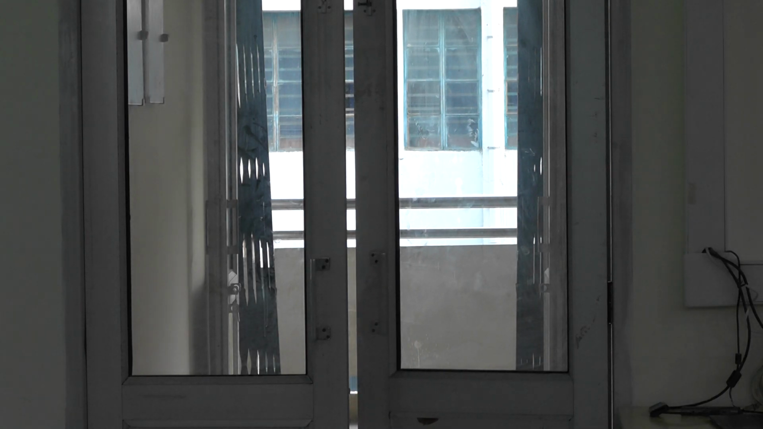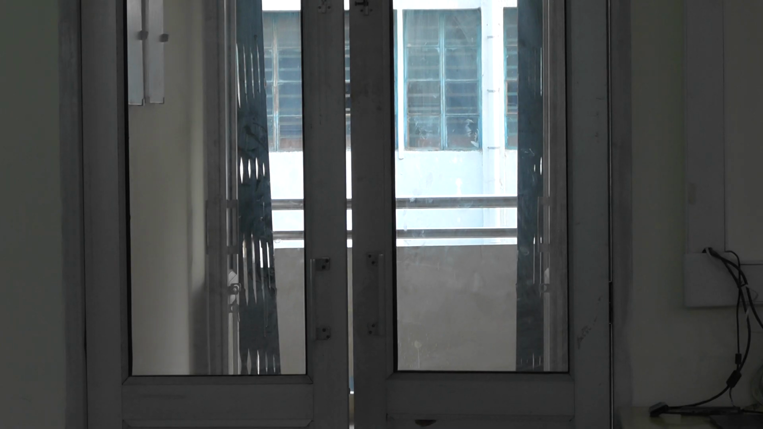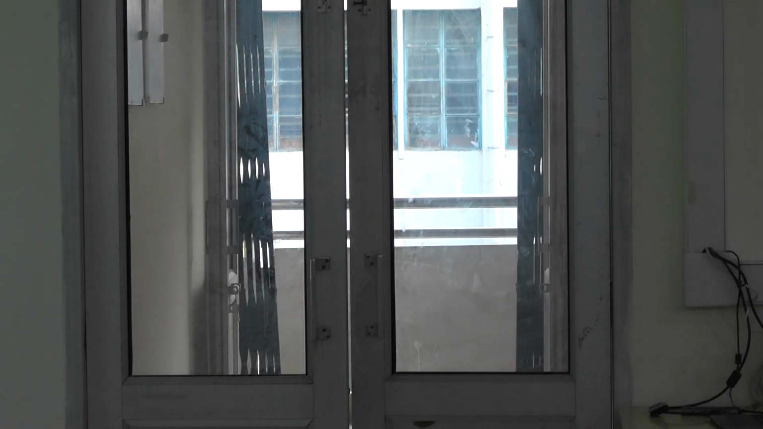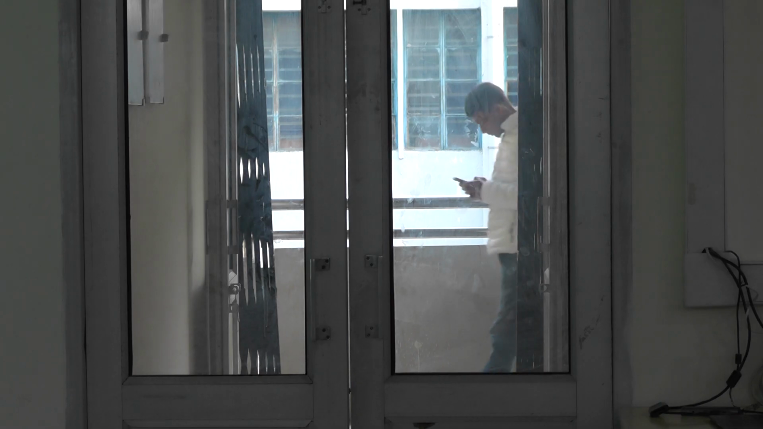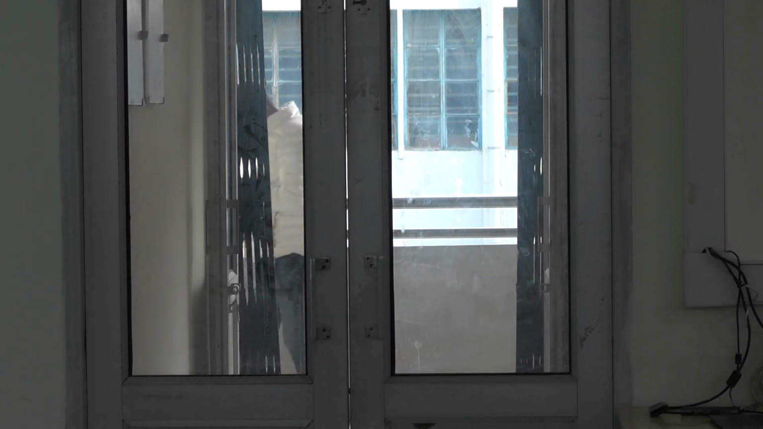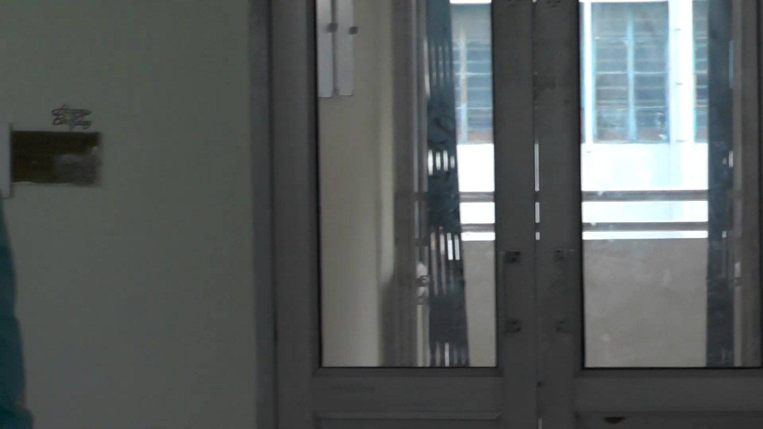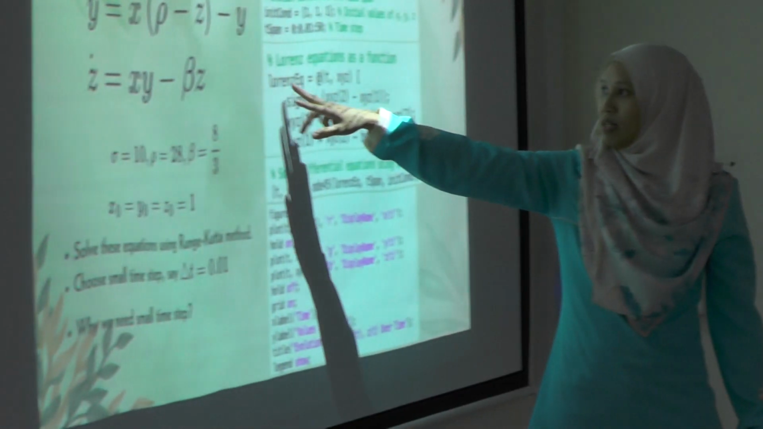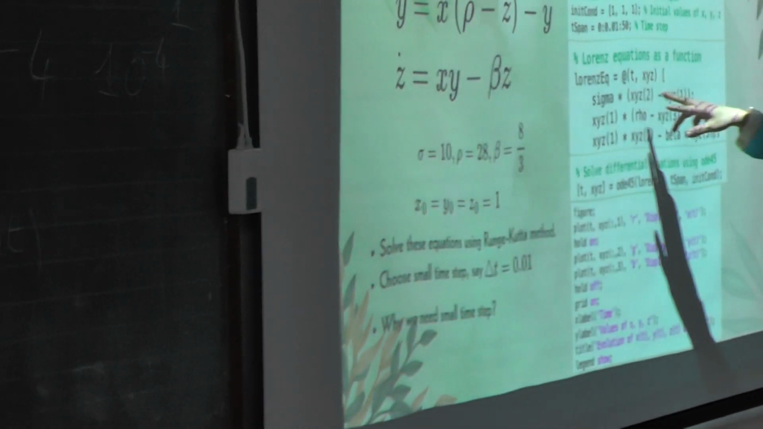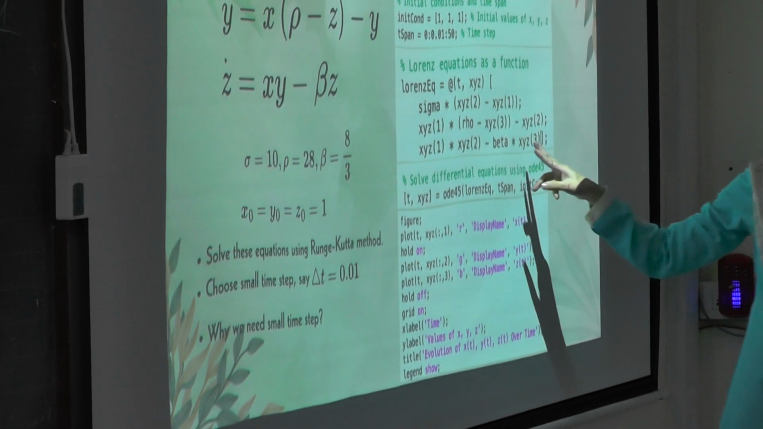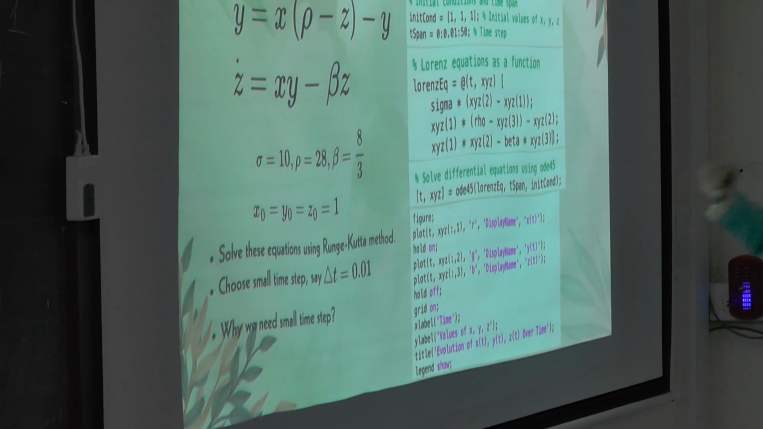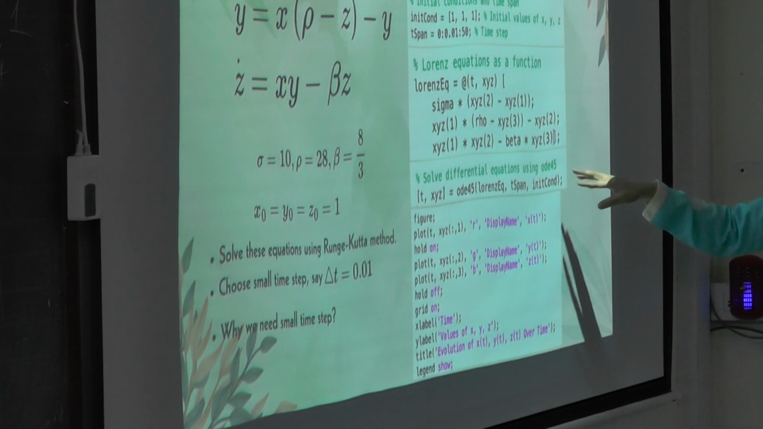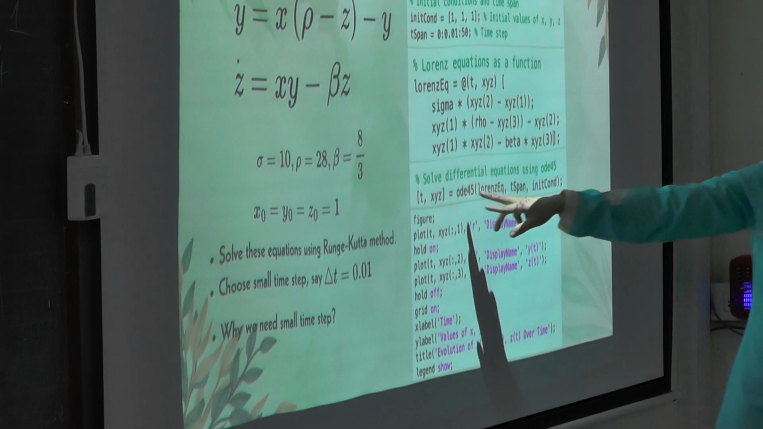So basically this is the way we plot a chaotic system. We have the parameters, and then we put in the initial condition and our time step, and then we input our function into this one. My function's name is Lorenz equation. So this is the equation, and then we solve using Runge-Kutta. So Runge-Kutta here is actually ODE45.